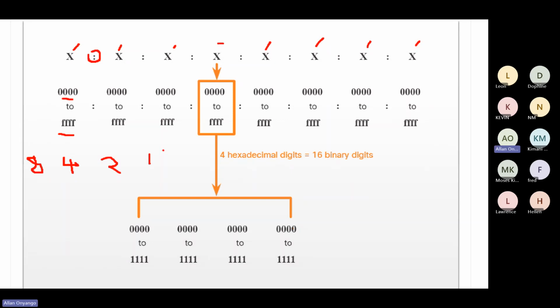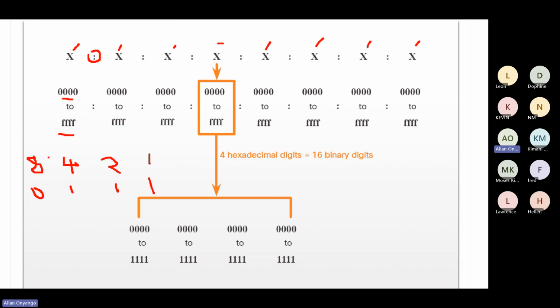For example, a question for you. If you have the number 7, which numbers, if you add them, give you 7? 8 and 4 and 2 and 1. If you add 4 plus 2 plus 1, isn't that 7? So you put a 1 here, a 1 here, and a 1 here, and you put a 0 here. And that is how we write hexadecimal 7 in binary. We'll have 0, 1, 1, 1.